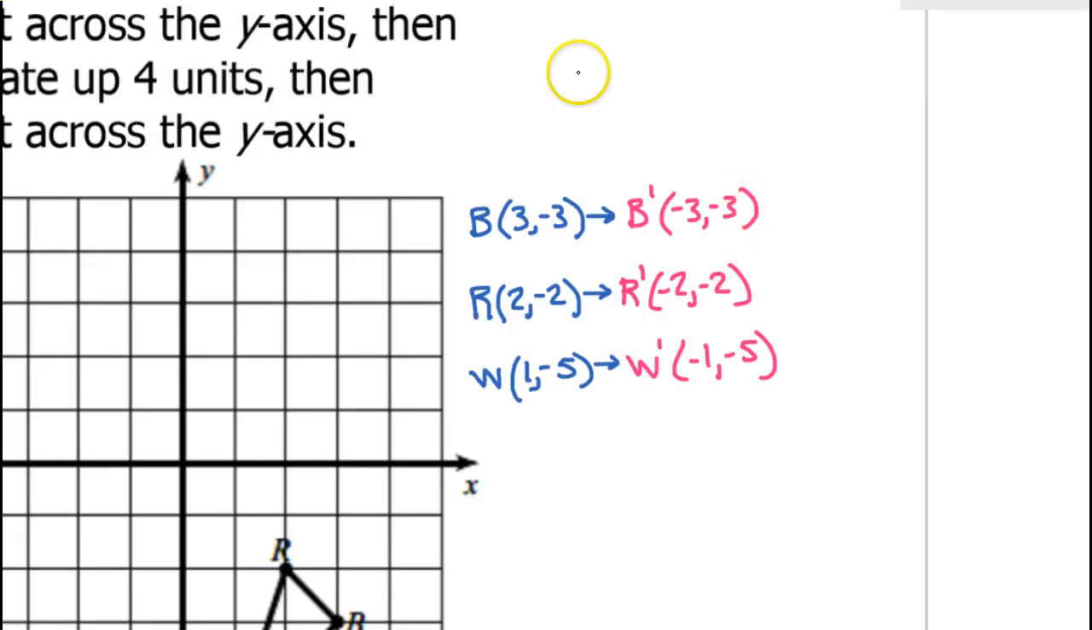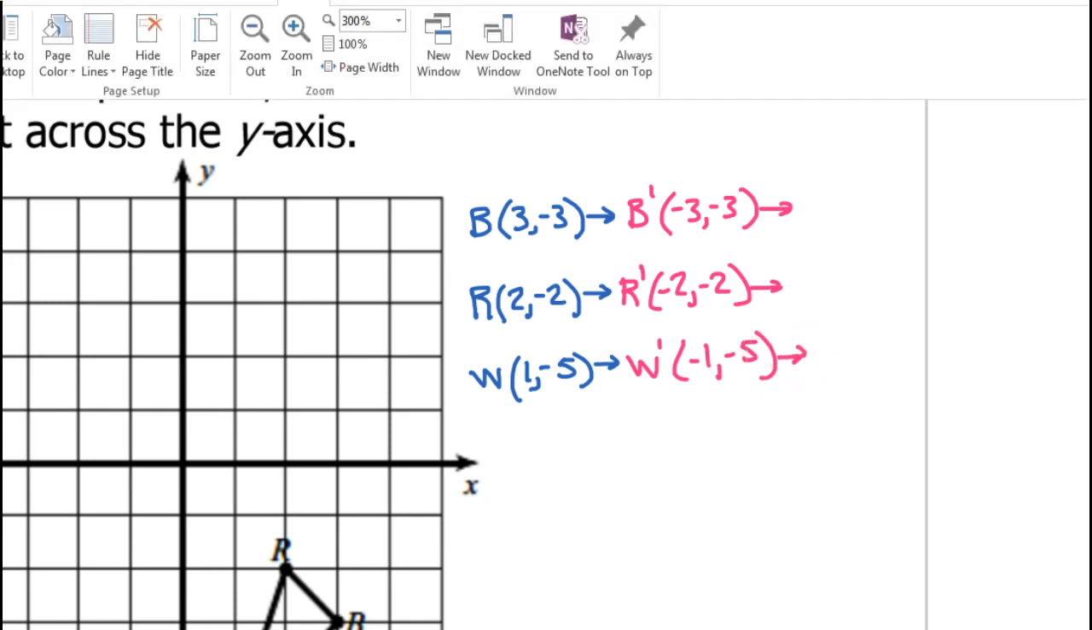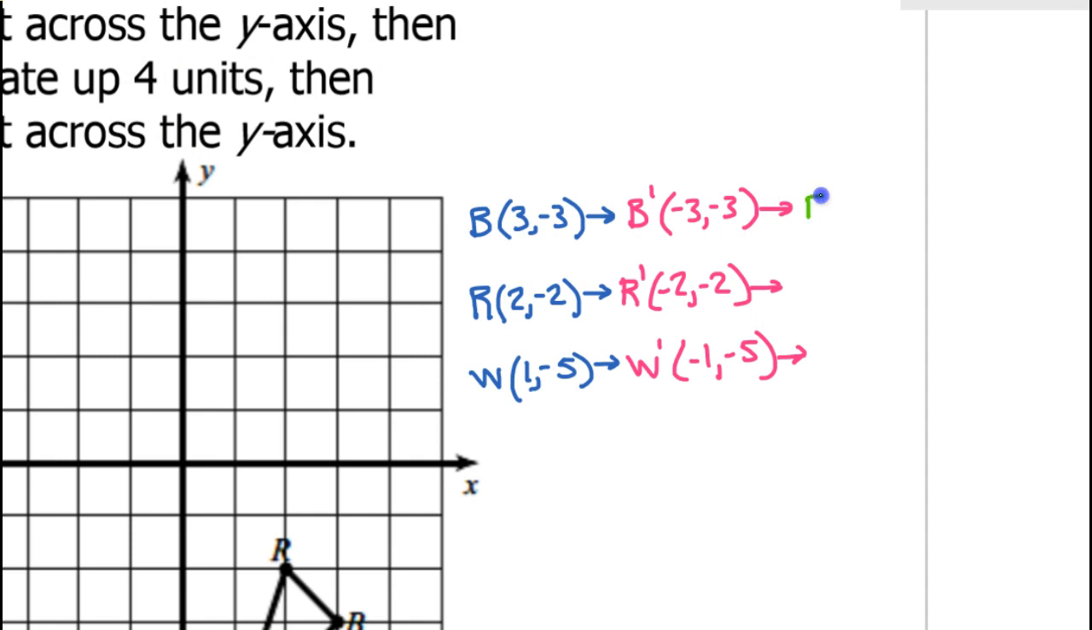Okay, so this is going to become, hold on, I meant to put the little arrows on before I change colors. Okay, so now I need to find B double prime. If we're going up 4 units, that means we're going to add 4 to the y values. So basically I'm going to add 4 right here, I'm going to add 4, and I'm going to add 4, like that. So -3 plus 4 is 1. So I'm going to have -3 comma 1.